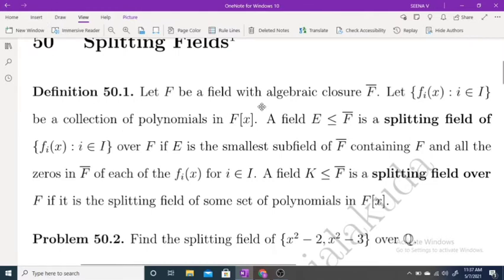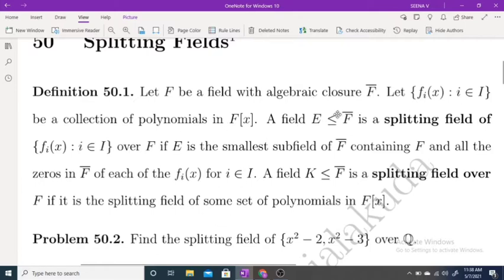Let F be a field with algebraic closure F closure. And let {f_i | i belongs to I} be a collection of polynomials in F[x]. That means each coefficient of f_i must belong to F. This is a collection of polynomials in F[x].